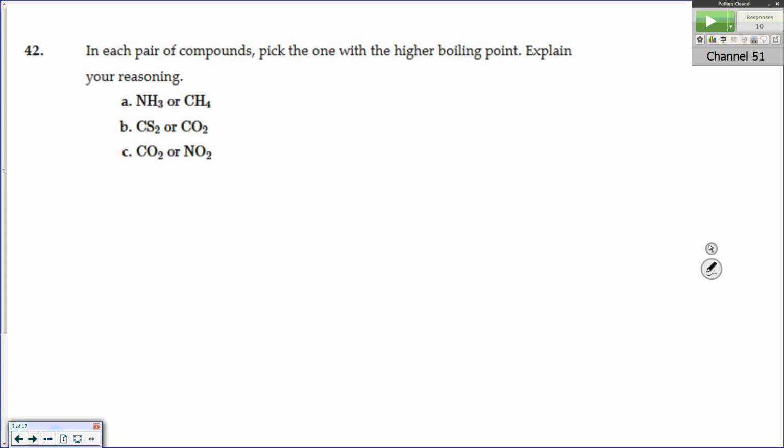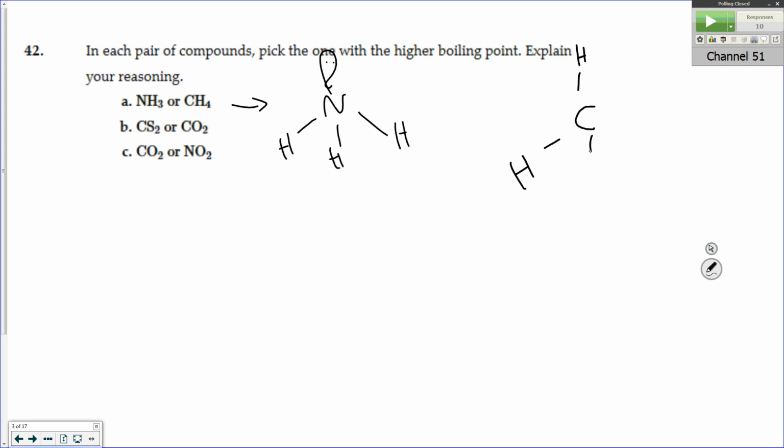All right? For each pair, pick the one with the higher boiling point and explain your reason. So I've got the first pair, we'll do 2 of them. The first pair is NH3, it's an AB3E, versus methane, and it's an AB4.